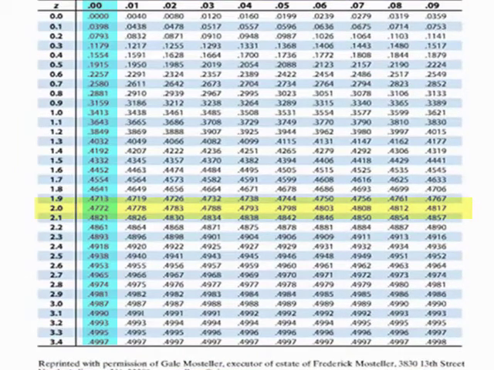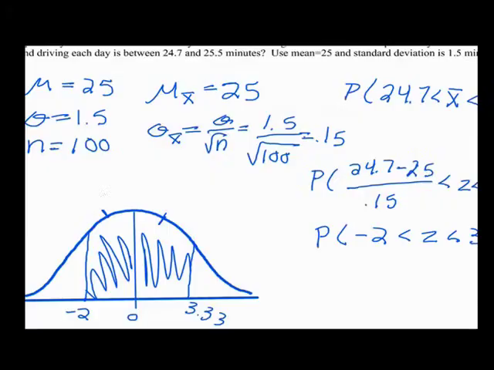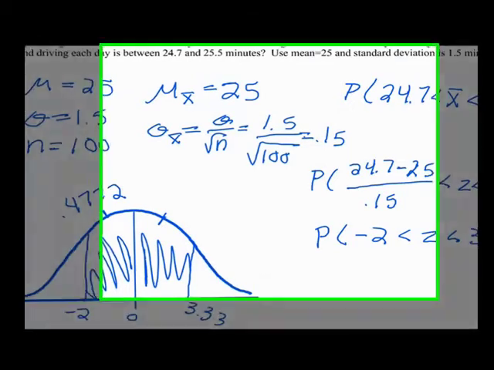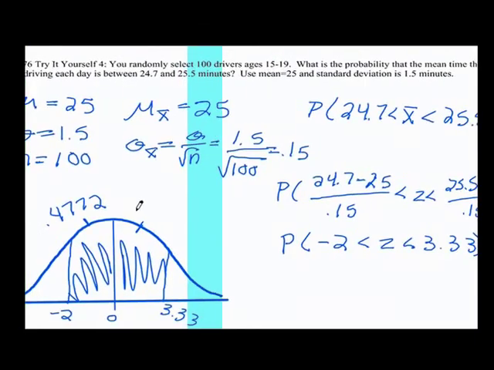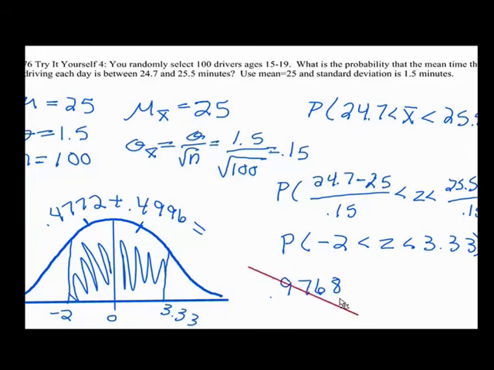So we're going to look up the 2, which is the same as -2. I use the alternative method here. So the 2 is just 2.00, which is 0.4772. So this is 0.4772. And then the 3.33, let's go down to 3.3, and then go over to 3 to be 0.4996. We're going to add those together, the 0.4772 and the 0.4996, and that'll give us a probability of 0.9768. And so the probability of it being between those two is 0.9768.